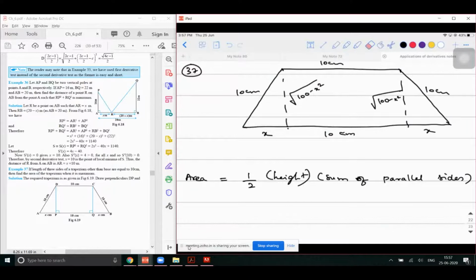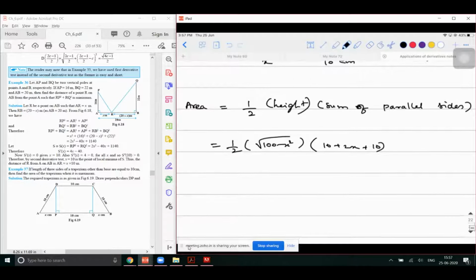So what is the answer? Half into height, which is root of 100 minus x square, into sum of the parallel sides. That will be 10 plus 2x plus 10, right? So area, if I call it as A, what are we supposed to do? Is area a function of only one variable? Yeah. So now you can differentiate and tell me what is the answer. 10 plus 2x or 10 plus x. So this is the area. Do a dA by dx and tell me what is the answer.